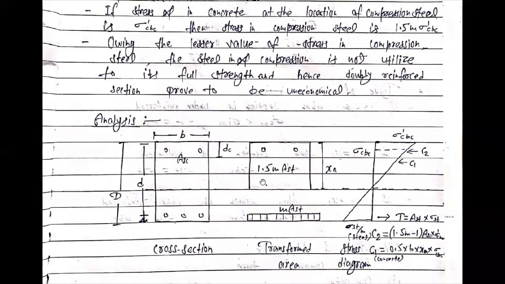Now moving to the transformed area. This is 1.5 m AST as discussed. This is again area of steel under compression, and this is m AST, modular ratio into area of steel, and this is again the actual neutral axis. So this is C2, compression, and this is again compressive force, and this is compressive force. So sigma dash CBC and sigma CBC. Here in the profile line of area of steel under compression, C2 is given and C1 is given here.